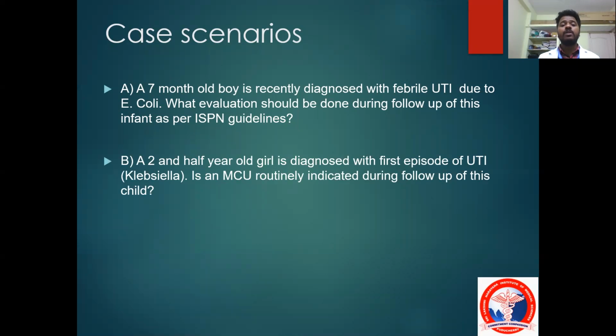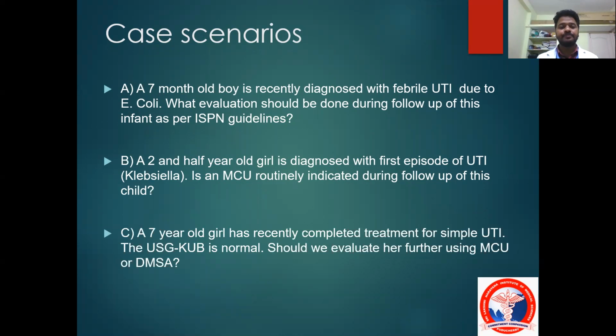So here a 2.5-year-old girl, here we have to definitely do ultrasound, and then we have to do DMSA. If DMSA comes abnormal, like if you are able to see renal scars, then we have to go for MCU. No need to do MCU routinely in this kid, 2.5-year-old child, because MCU is an invasive procedure. So if we are seeing a renal scar in a DMSA, then we can go for MCU.